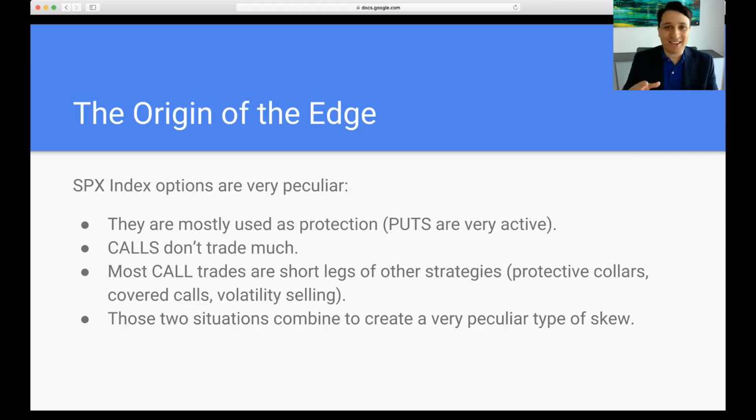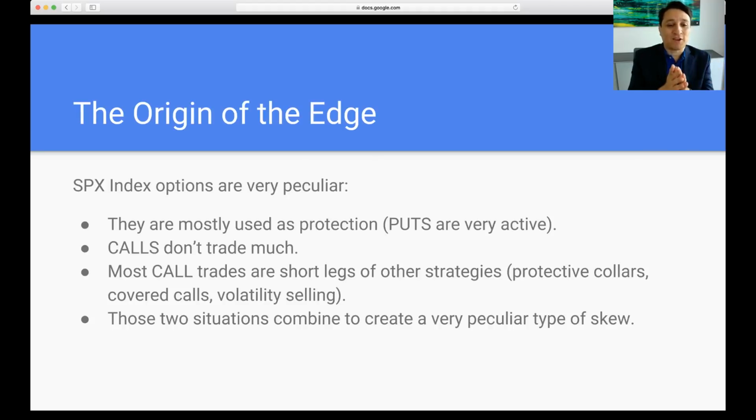If you see calls trading, most of the time those calls are part of short legs. In other words, people are selling them. And they are selling them because they are either doing protective collars, or a variation of covered calls against a diversified portfolio, or it's the trade du jour of volatility selling strategies. When you have a volatility selling fund, they tend to sell calls for some reason. Don't ask me why. I will never sell them, but that's what it is. So the order flow in index options is lots of put buying and lots of call selling. And that's a very, very interesting combination.